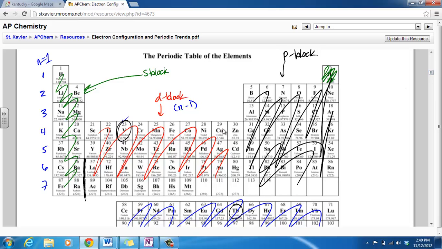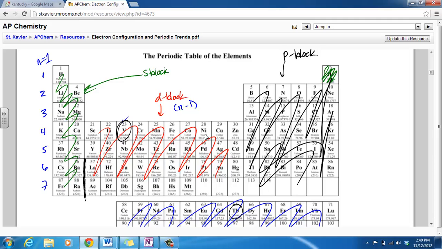So if copper is right here, putting bracket argon means take the electron configuration of argon and then just show what's called the outer configuration, the electrons on the outside, because that's really what's going to determine the chemistry of an element. So bracket argon means the same electron configuration as argon, and then you just would start with 4s2 and then your 3d electrons.